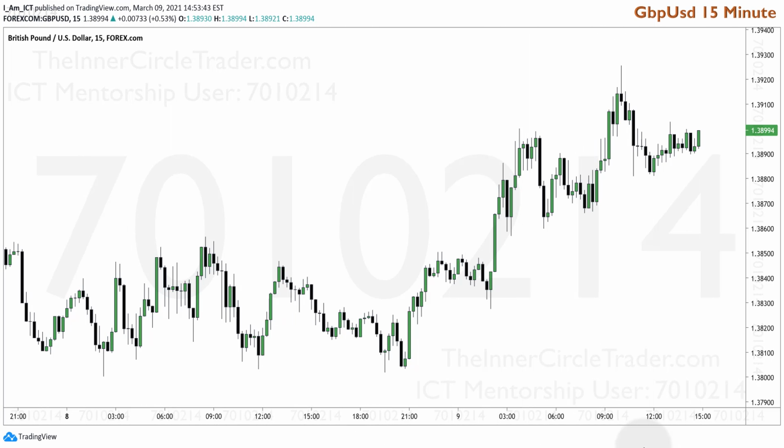British pound versus US dollar, 15-minute time frame. This is our naked chart. All right, the annotations now.